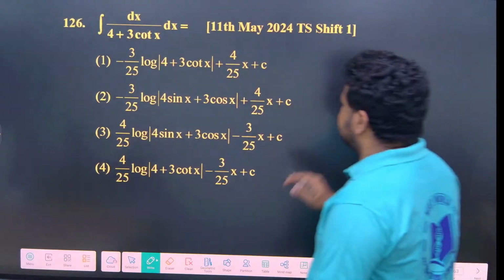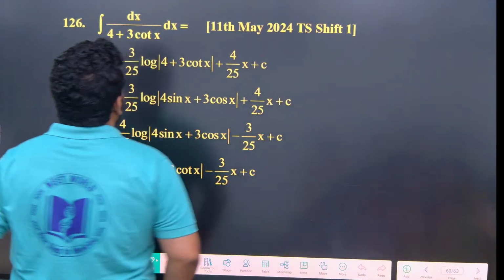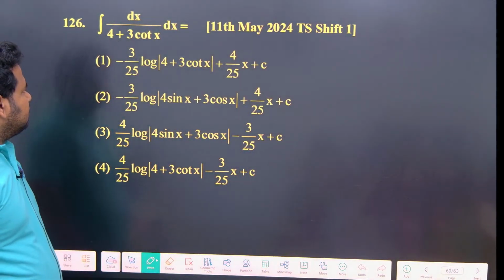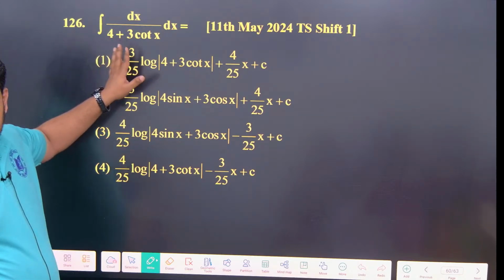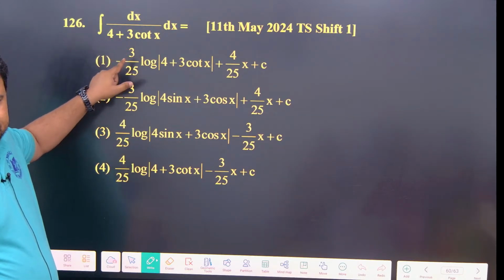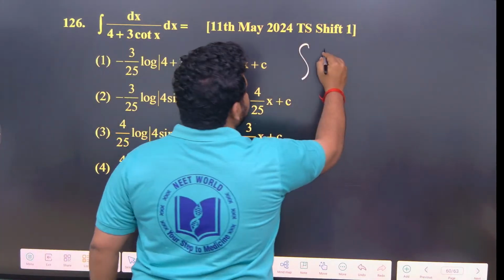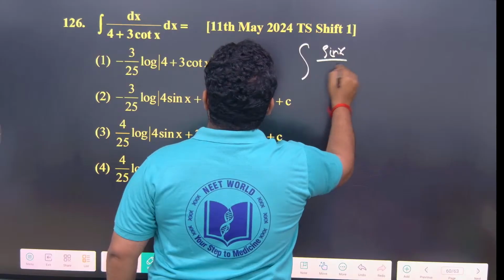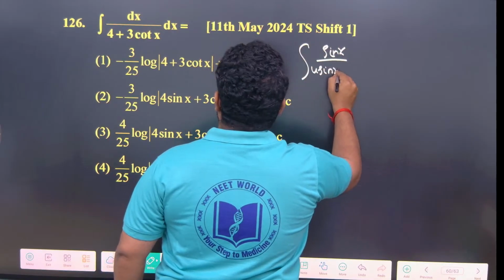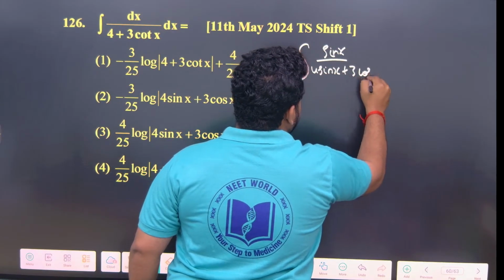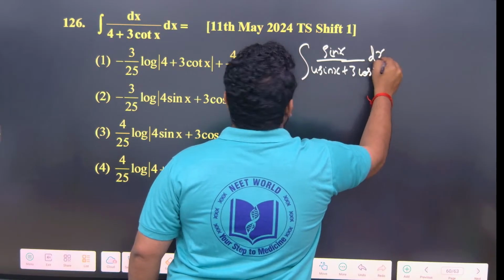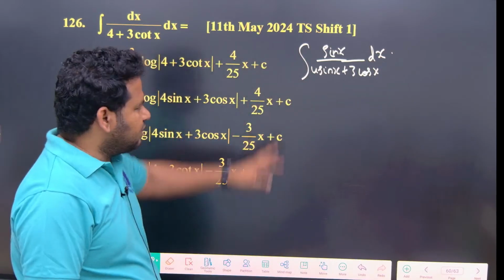Look at this question. They have given the integral of dx by 1 by 4 plus 3 cot x. Cot x can be written as cos by sin, so sin will go up. This will become sin x by 4 sin x plus 3 cos x, dx. Correct? This is linear by linear.